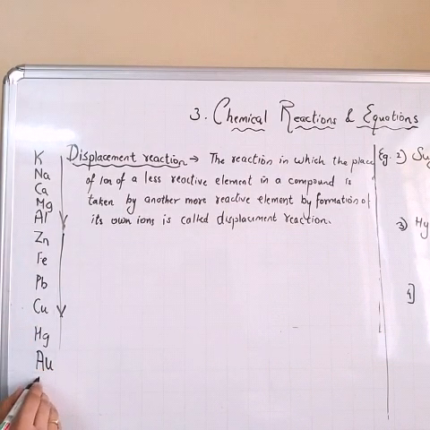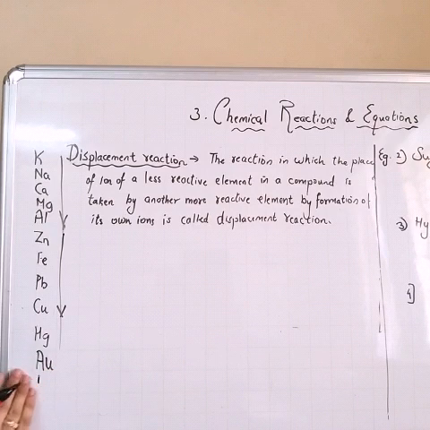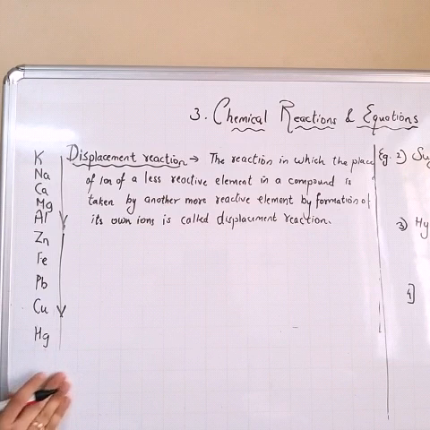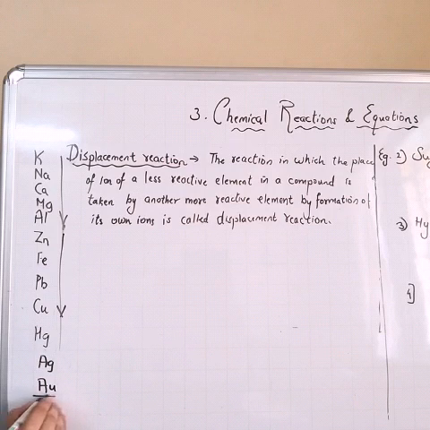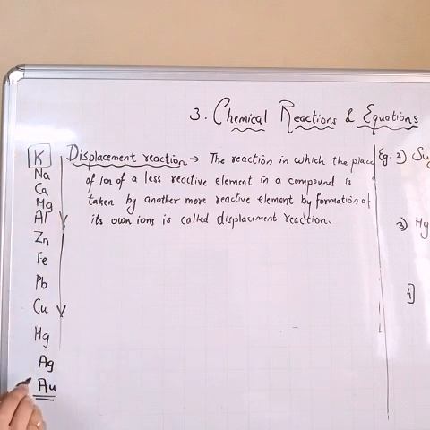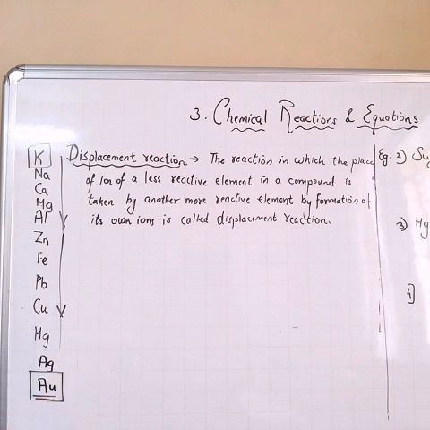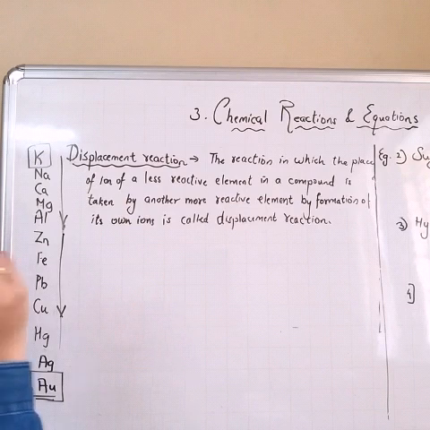silver, and then gold. Okay. Gold is the least reactive and potassium is the most reactive metal. Remember this. Okay. Now in displacement reaction, what is happening?